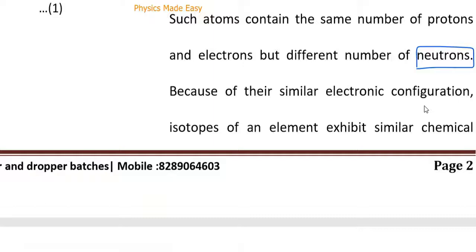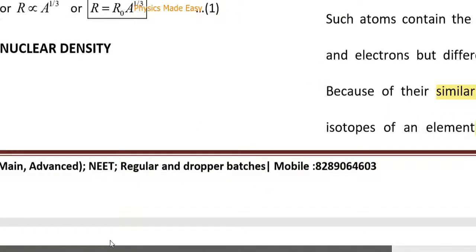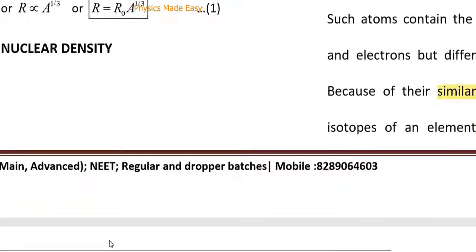They have the same number of protons and the same number of electrons and a different number of neutrons. Their electronic configurations are similar. Because of their similar electronic configuration, they exhibit similar chemical properties. Isotopes exhibit similar chemical properties because of their same or similar electronic configuration.